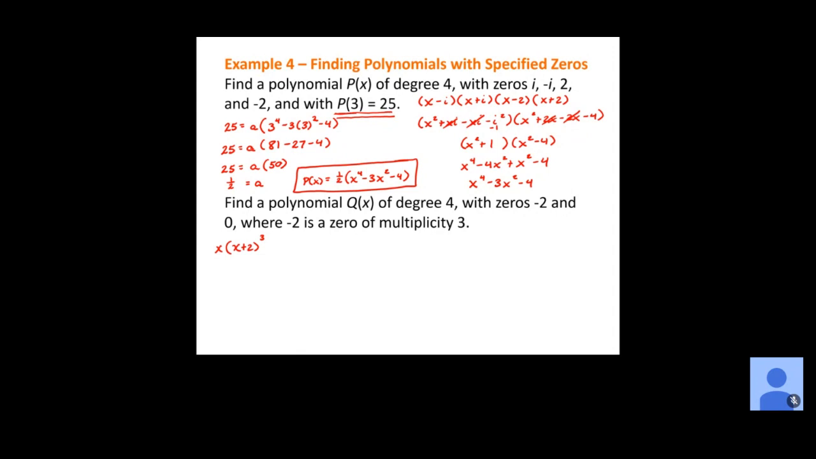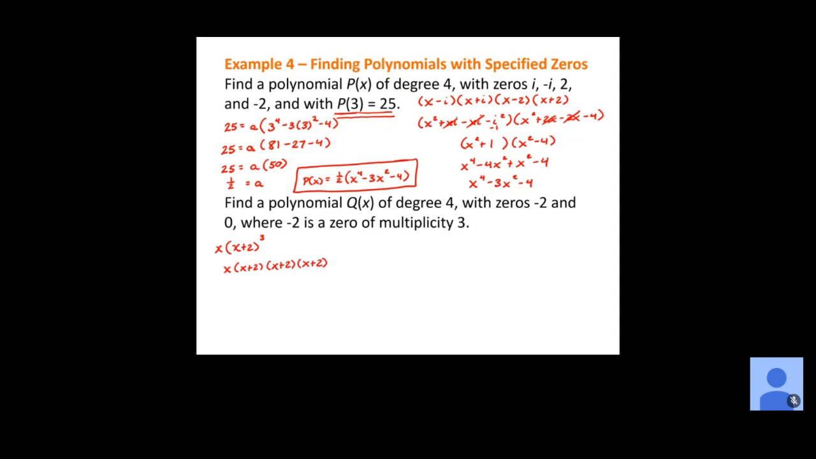Now, we need to actually multiply this out, right, to get the polynomial itself. So when I do that, I'm actually going to write this as x times x plus 2 times x plus 2 times x plus 2, right? Because that's what we're actually multiplying now. Now, it's kind of up to you which order you want to multiply these things in.